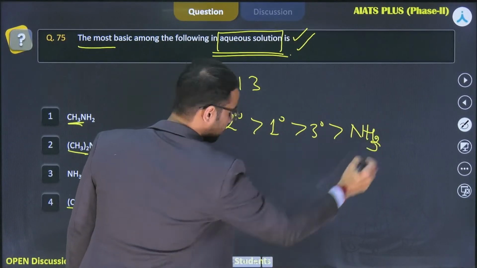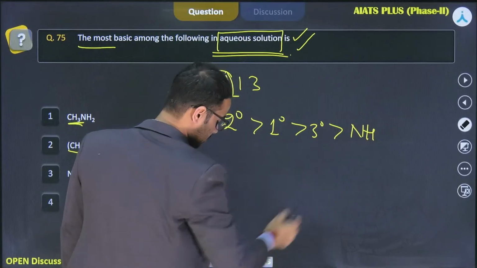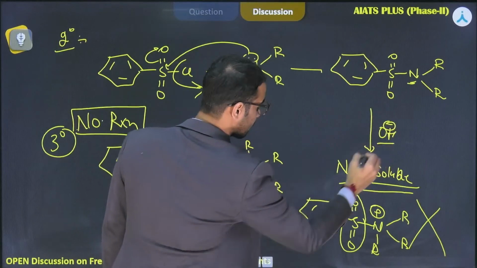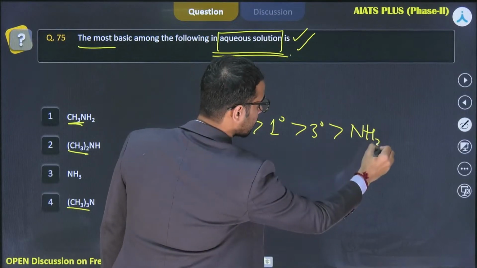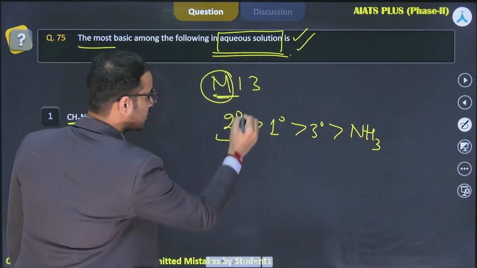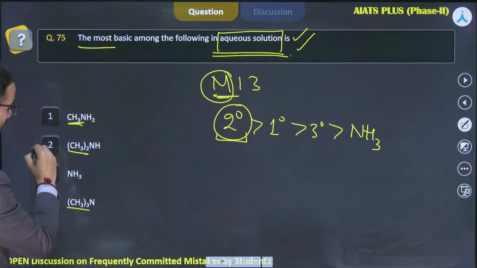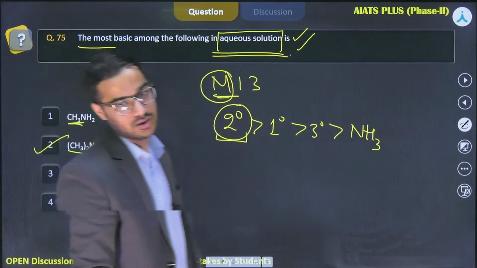It's ammonia, and the order is 2 degree greater than this. So option 2 is the correct answer.